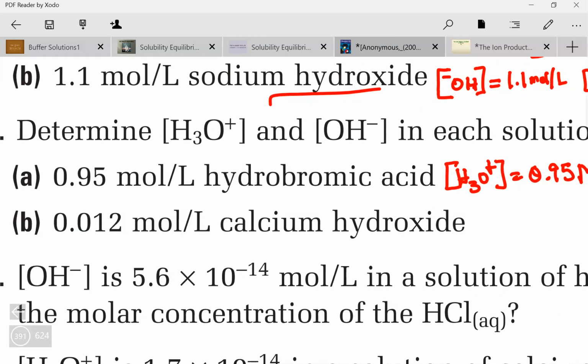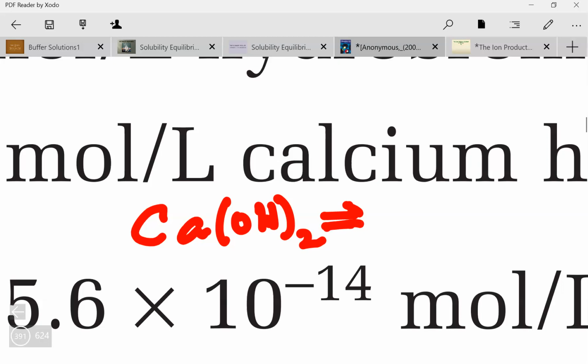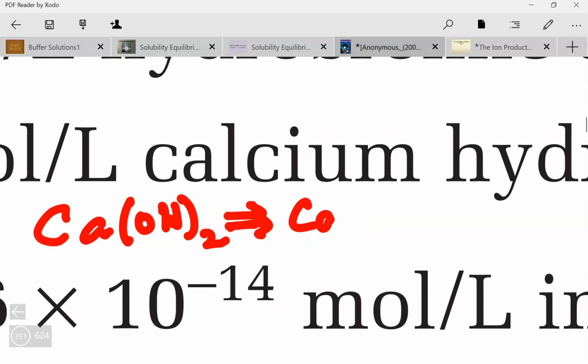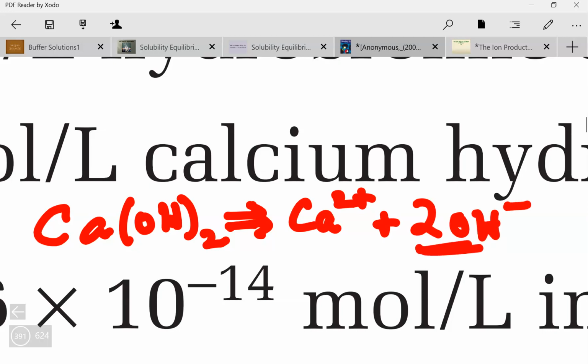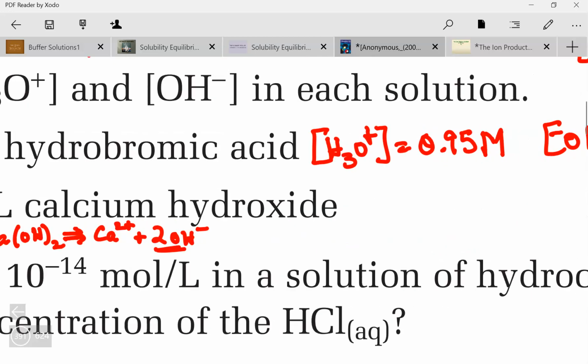This one's a bit more interesting. Calcium hydroxide. We have to remember that 1 mole of calcium hydroxide dissociates completely. I'm going to put just a single arrow, because it's a strong base, into two OH minus ions being given out. So the concentration of OH minus ions is double the concentration of calcium hydroxide.